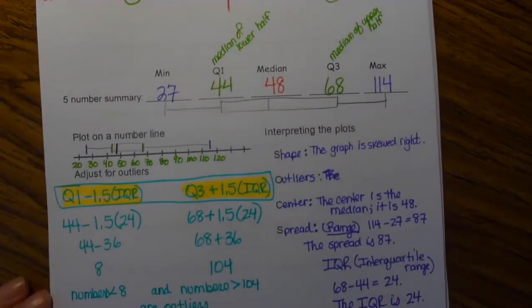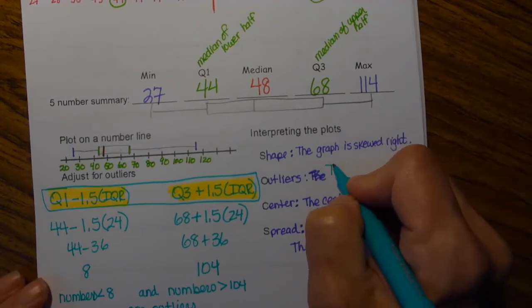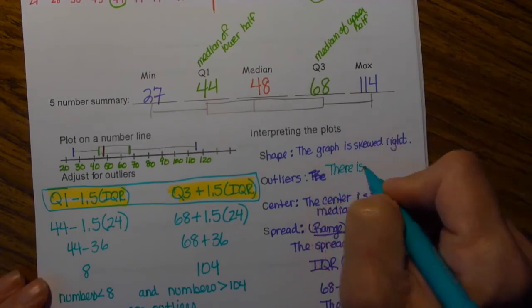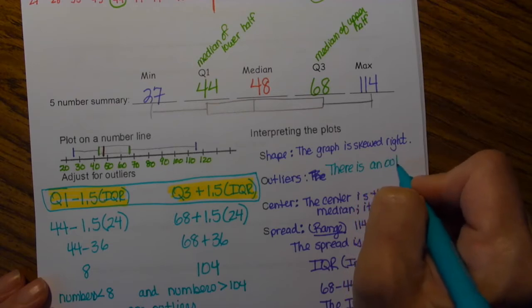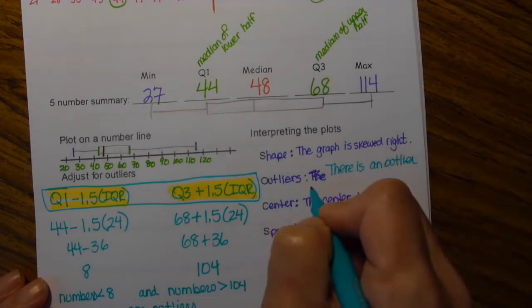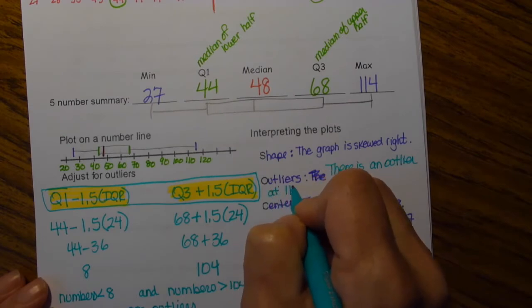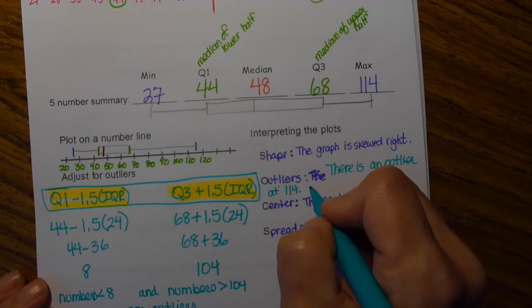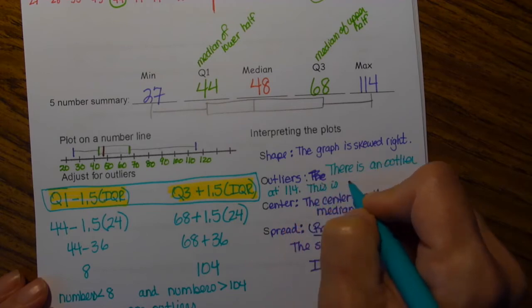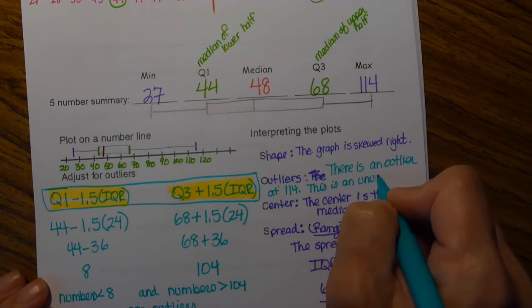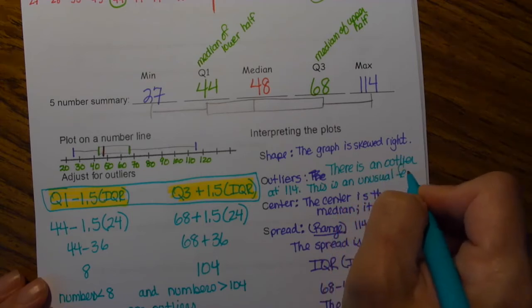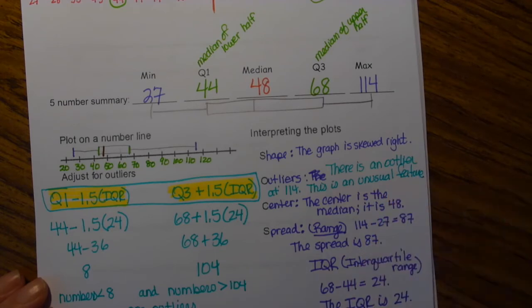That means there is an outlier at 114. This is an unusual feature. We're interested in outliers. We want to know where they came from. Why are they out there? Is it a mistake? Did I type the data in wrong? Or is there something really that far out?